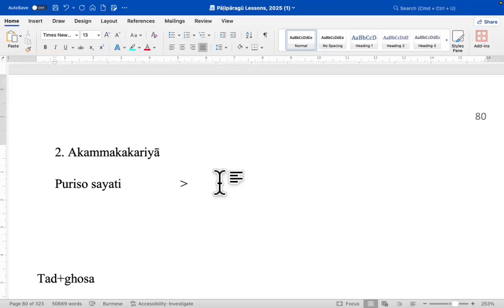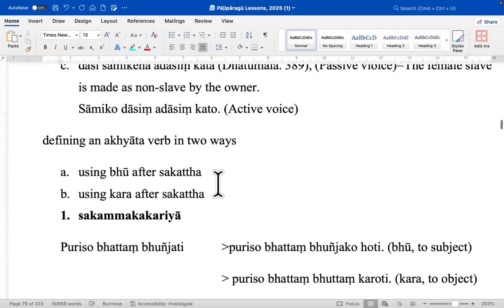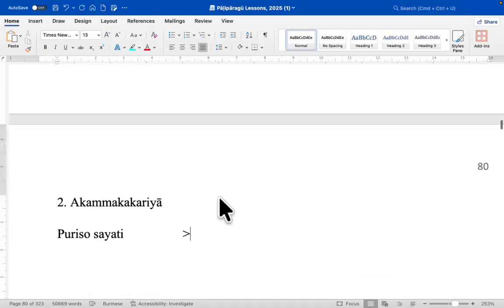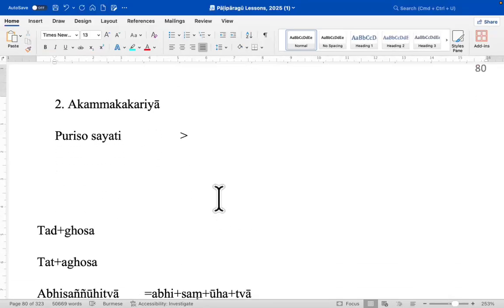Intransitive. Sayati. So using the root bu after sakata and using the rukara after sakata, there are two ways. The Purisasayati. Puriso sayito hoti and puriso sayanang karoti. I remember, yes. Puriso sayito hoti, puriso sayanang karoti.